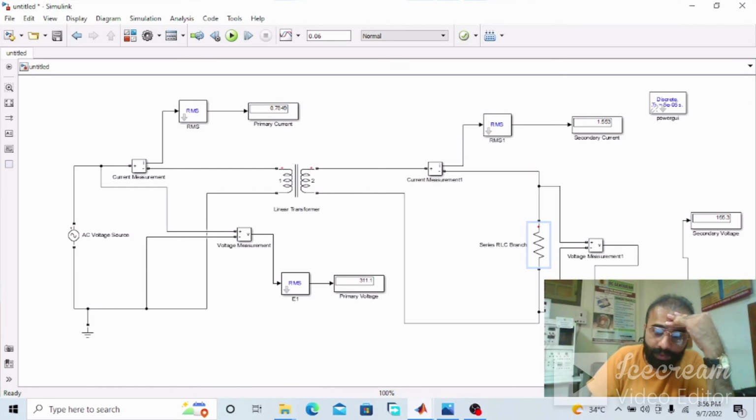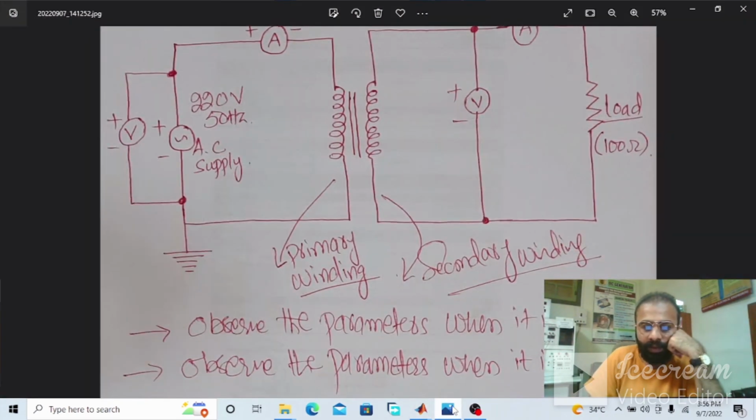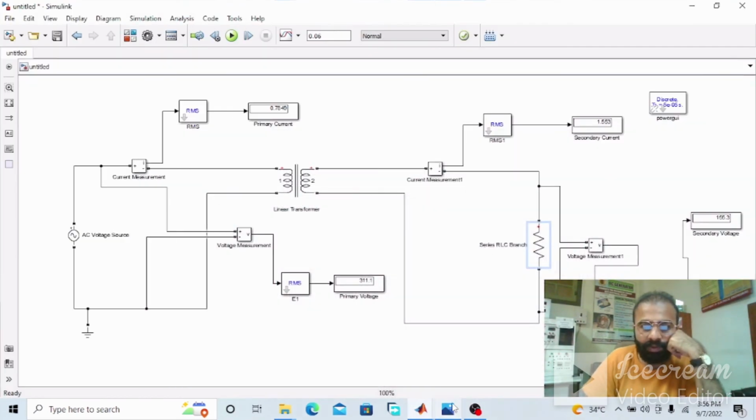Dear viewers, this was the experiment of the transformer operation when the transformer is connected with the load. We have observed these parameters of the currents and voltages on both the primary and secondary sides of the transformer, and our essential task was whether it is a step up or step down. So this is a step down transformer. Here the primary voltage is greater and the secondary voltage is lesser.